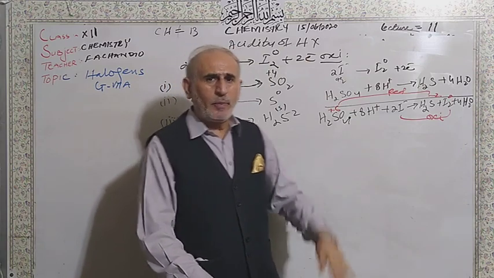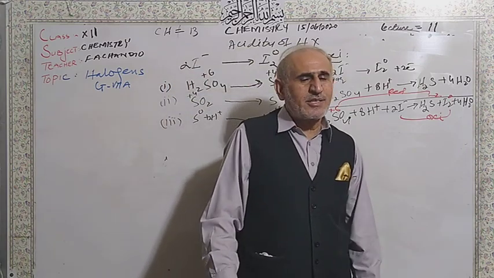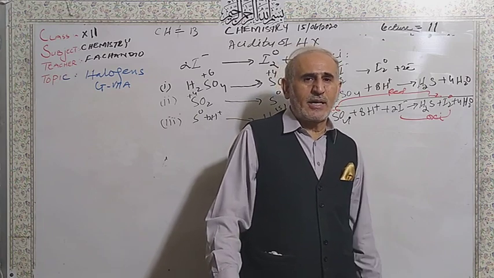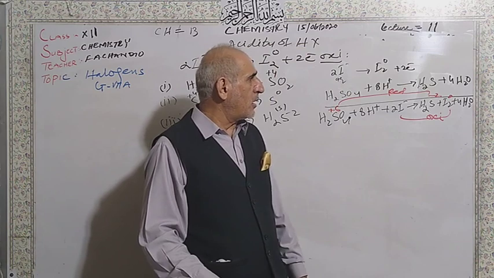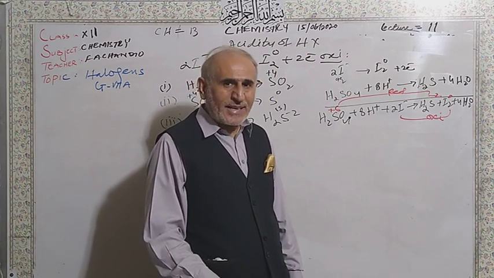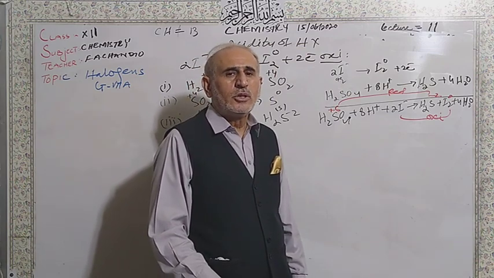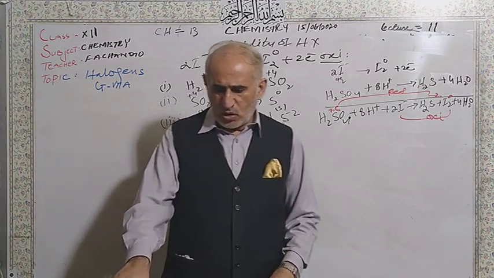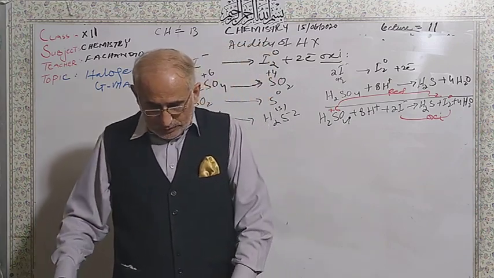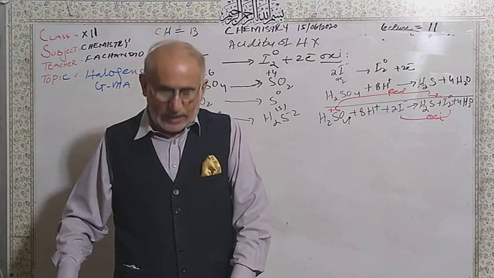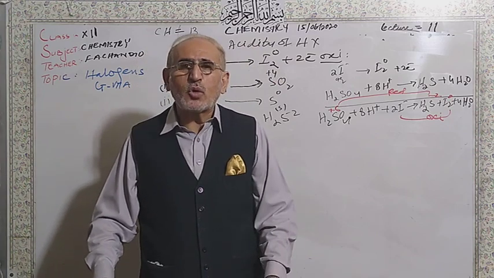As we go down the group, ionic size increases. That's why iodide ions have the largest ionic size. They are the strongest reducing agents. Fluoride ions and chloride ions do not reduce the sulfuric acid. Students, there are quick quizzes.